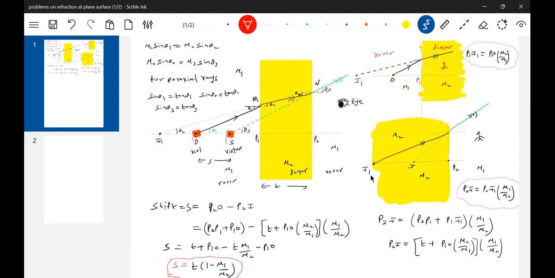What do you mean by mu1? Refractive index of the surrounding medium. What do you mean by mu2? Refractive index of the slab. If the surrounding medium is air, then mu1 will be equal to 1. Okay, I'll just highlight it.